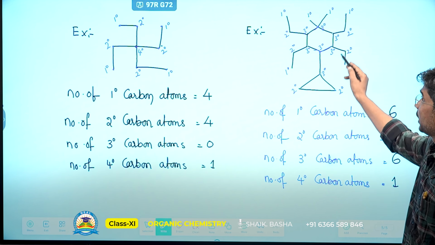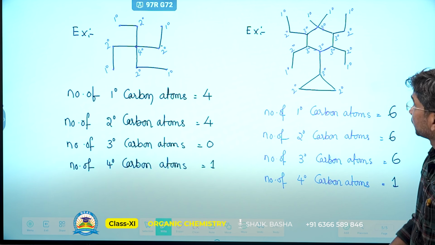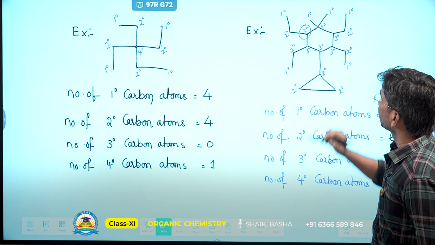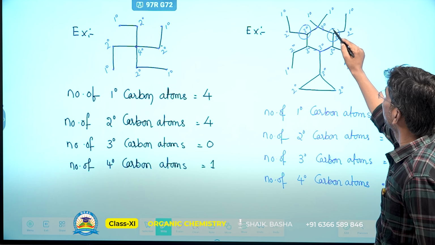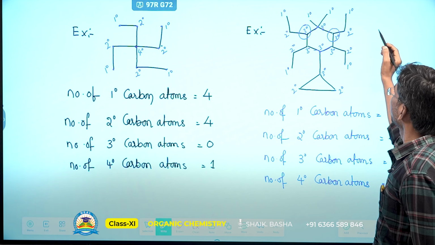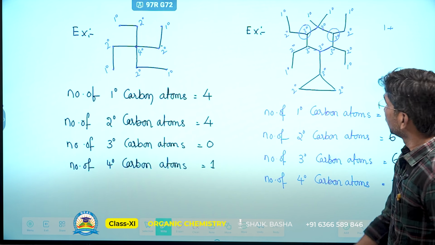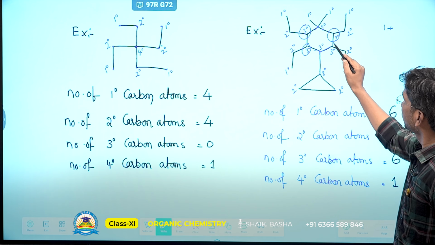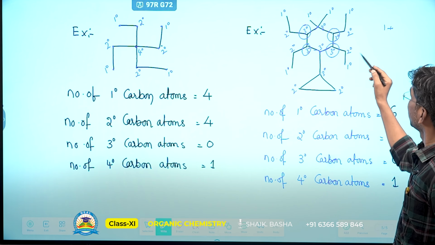Tertiary carbon atoms. How many type of tertiary carbon atoms are there? Suppose this tertiary carbon is connected to whom? Quaternary. This tertiary carbon is connected to whom? Quaternary carbon and tertiary. Quaternary carbon, tertiary. These two are same, one type. What about this one? This tertiary is connected to tertiary, secondary. This tertiary is connected to tertiary, secondary. So this is one type.